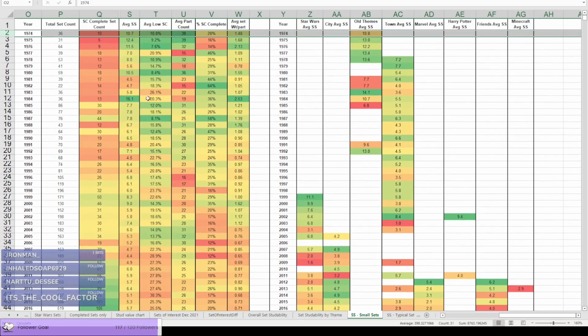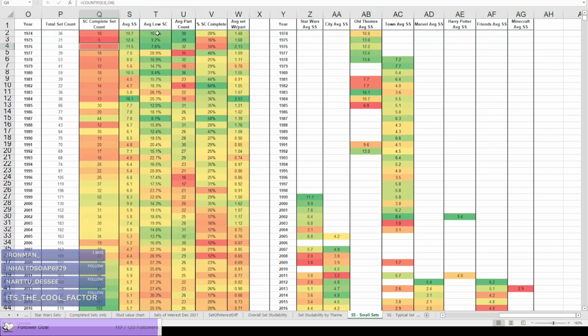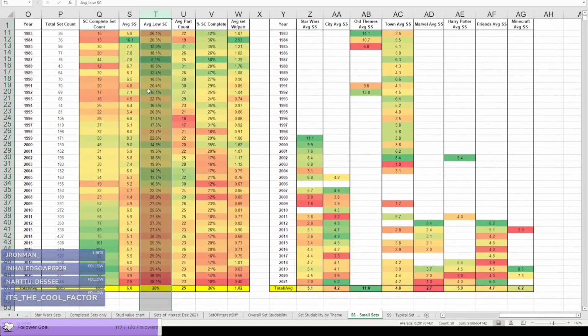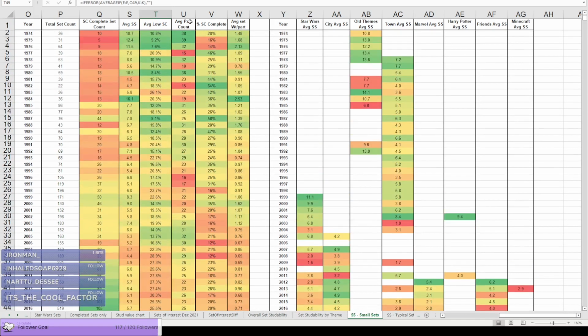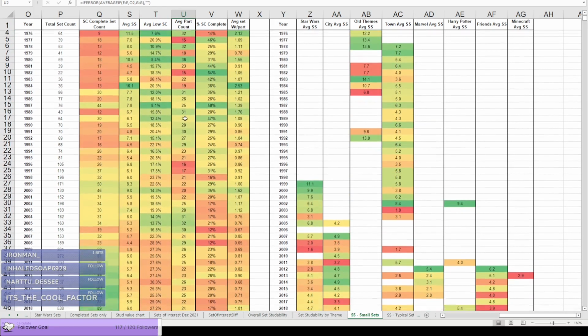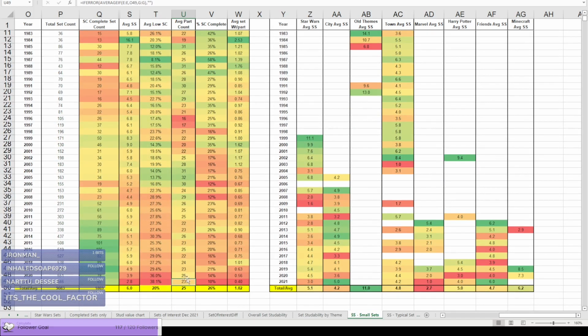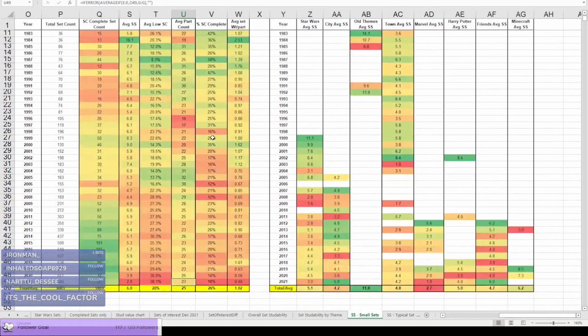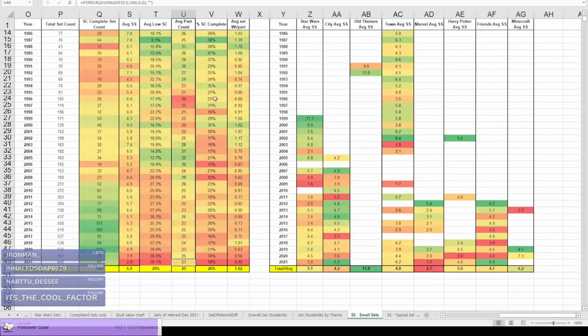So there's clearly a trend. Average low stud count here, again, for small sets, it goes from green to red. Average part count, 38, and now it's down to 23, so it's almost cut in half. Again, these are small sets.